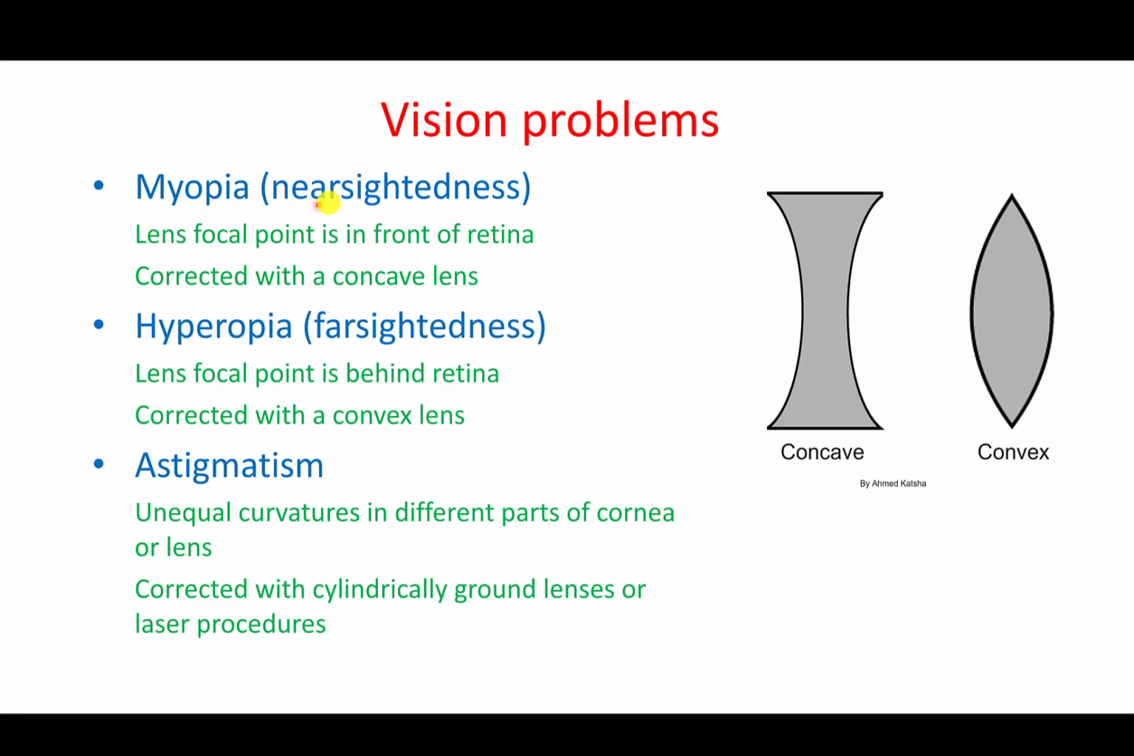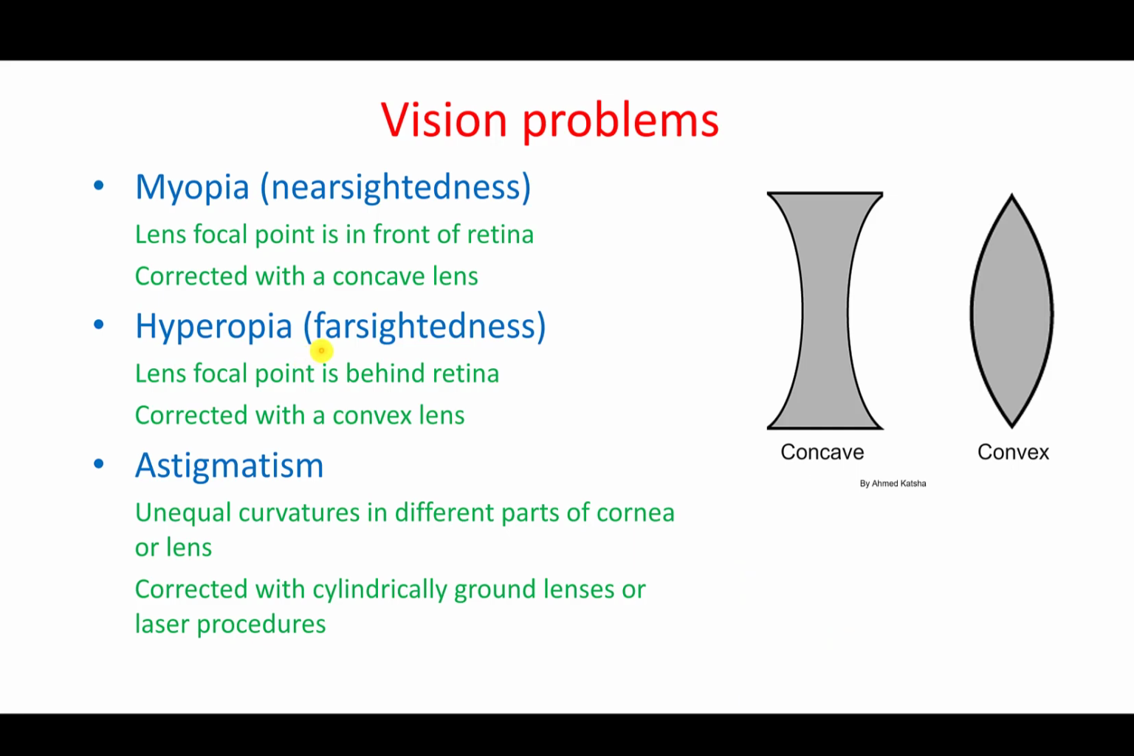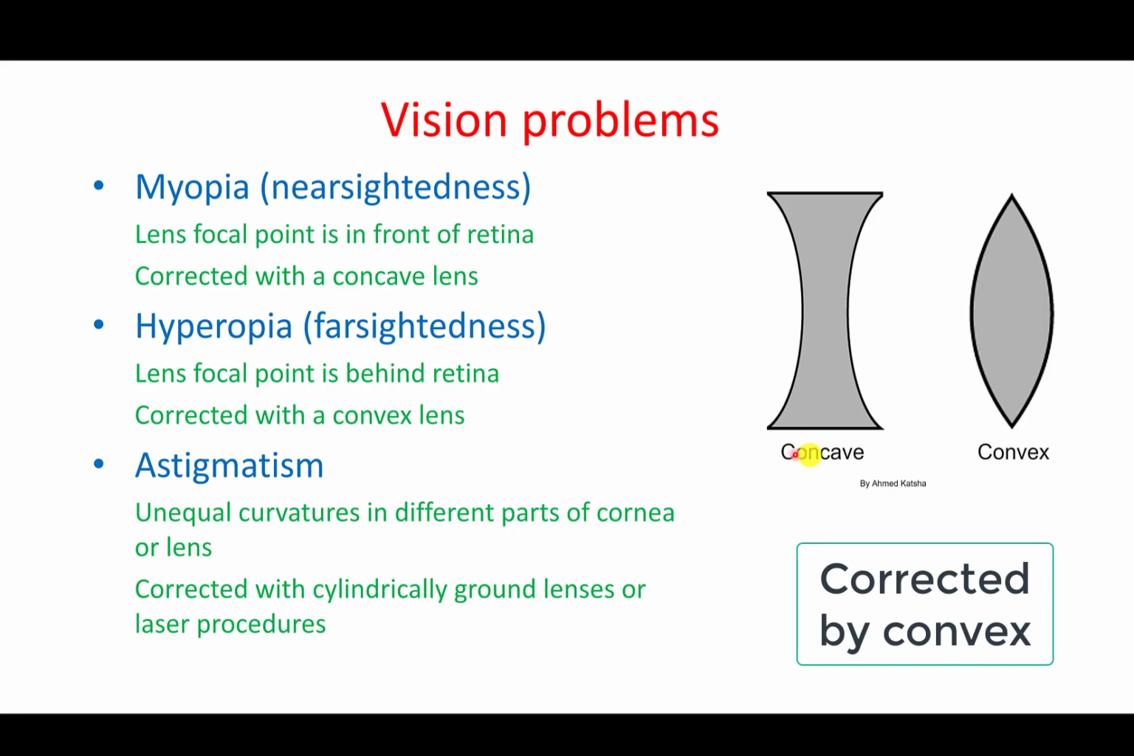In this case, those people are capable of looking at close objects, but they cannot see far objects. Their vision will be corrected by a concave lens, so that's where the glasses will come in. Then we have hyperopia, or farsightedness, where those people are capable of looking at far objects, but are not okay with looking at close objects. This will be corrected by convex lenses.